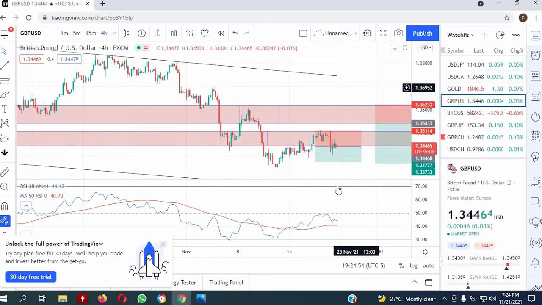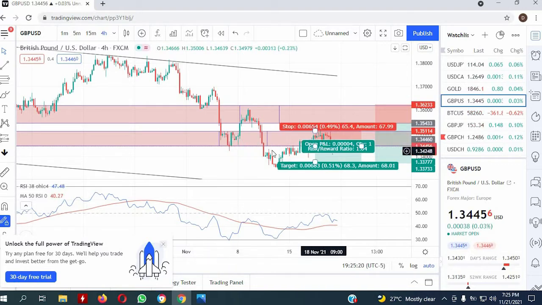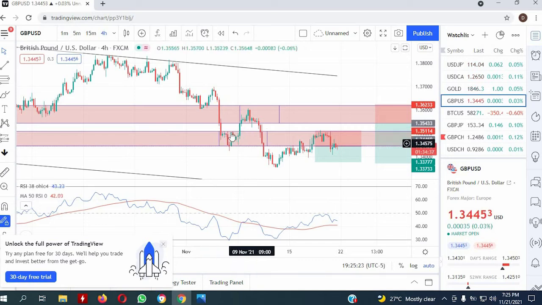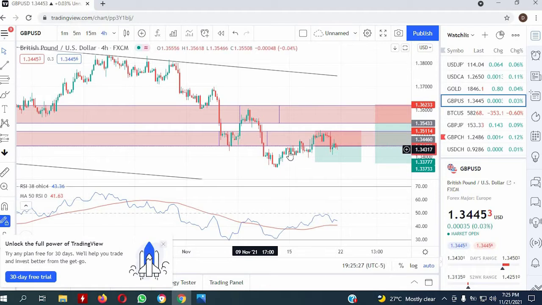In my last technical analysis, I said that the GBP USD would come into this area, which will act as support, because the 4-hour time frame is in a bear trend. GBP USD did exactly that. It came into this area and pushed down.